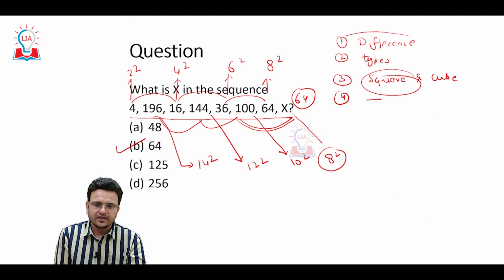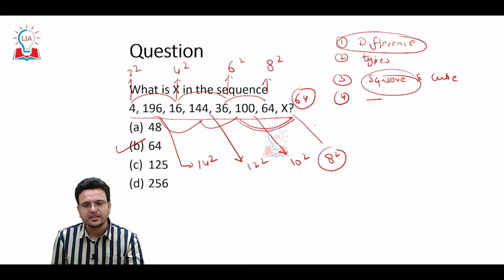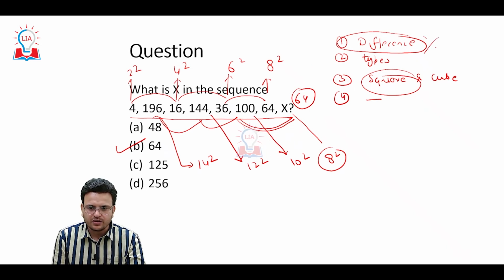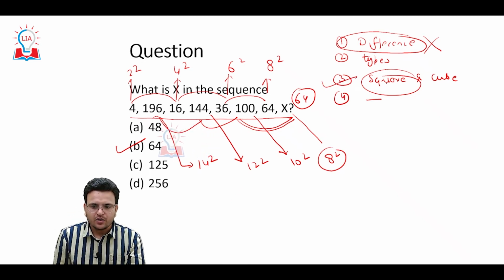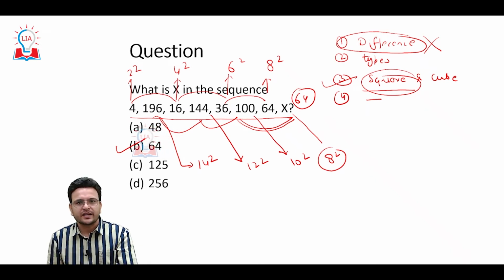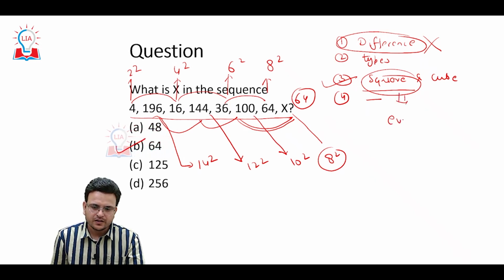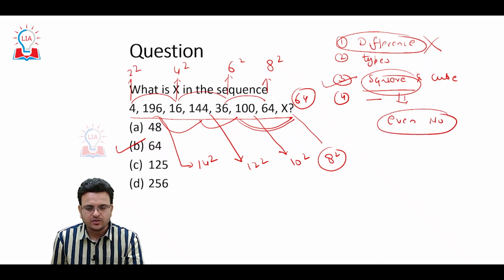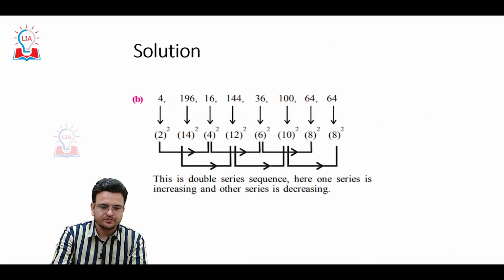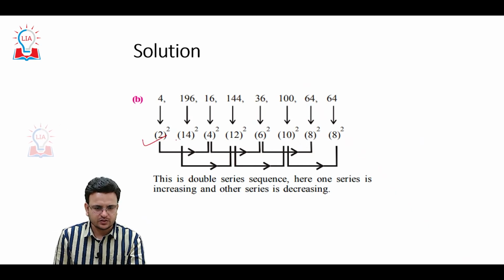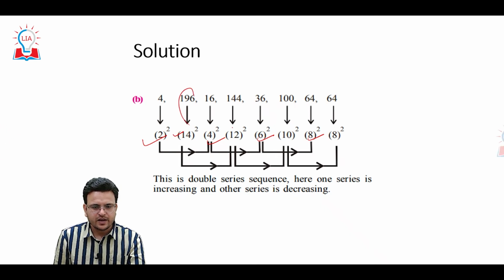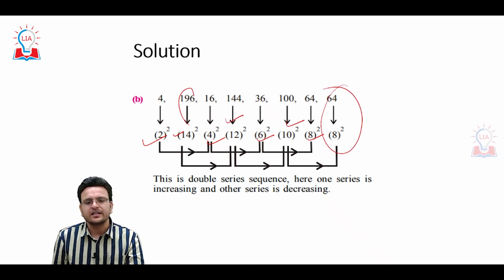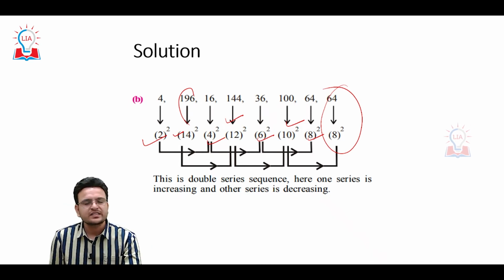Here I applied the first concept, that is the difference of the numbers. Then I know, okay, the difference is not applicable. Then I went through and saw that all these numbers are squares, arranged in a sequence, meaning squares of all even numbers. I looked at it that way and solved it. You can see here also 2 square, 4 square, 6 square, 8 square, then 14 square, then 12 square, then 10 square, and then finally 8 square. All these questions UPSC has asked.